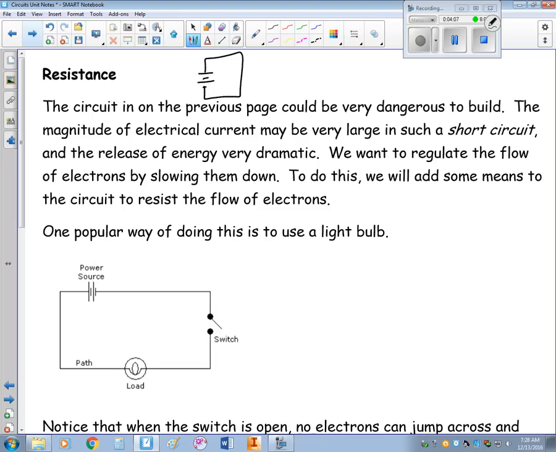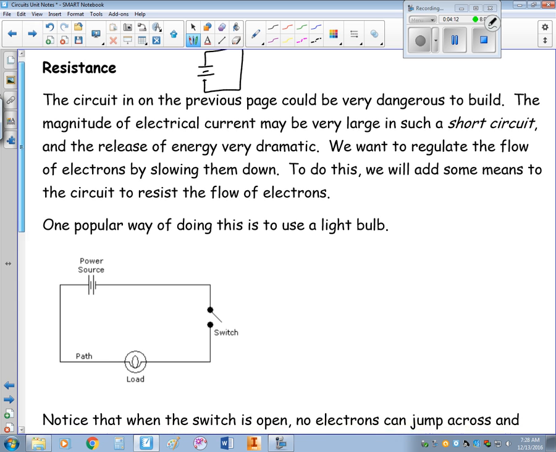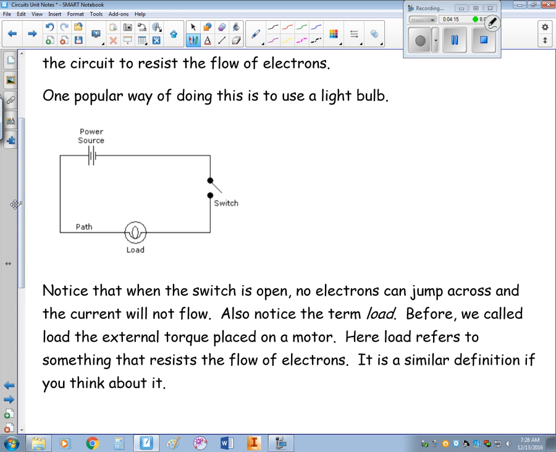So to do this, we use something called a resistor to resist the flow of electrons. Light bulbs are a great example because a light bulb is a resistor. So taking a look at this circuit here, we have a battery or power source, and then here we have a resistor. We sometimes call this an electrical load. Once we close this switch, electrons will begin to flow through the circuit, and the light bulb will slow those electrons down because it's converting the electrons' kinetic energy into light energy and thermal energy.